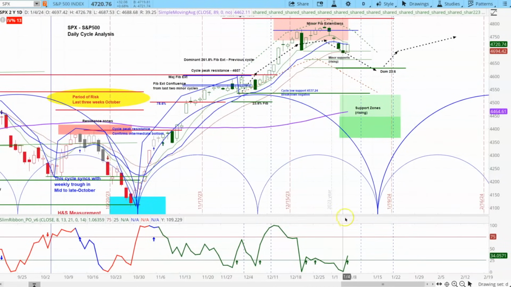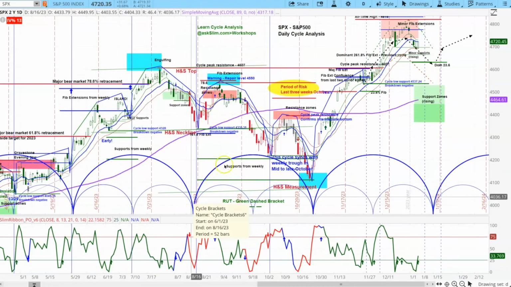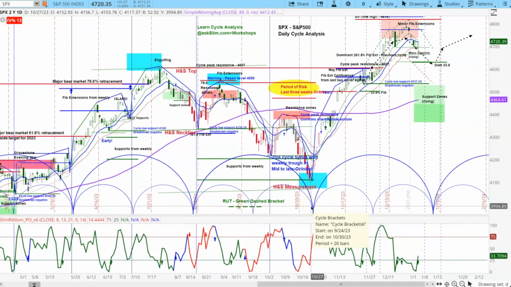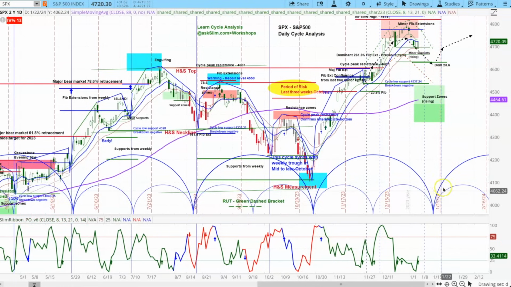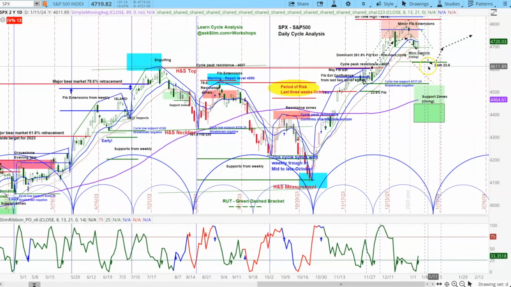So again, these are the daily cycles that we have in there, and you can see how they line up. Also, this is a different cycle length than you saw on the weekly, but just absolute perfection when you look at that. And that calls for this selling wave that we're looking for. We thought it would be between 140 and 240 points on the downside.